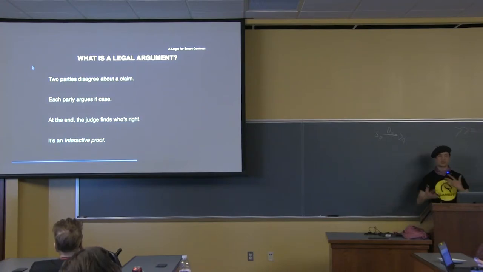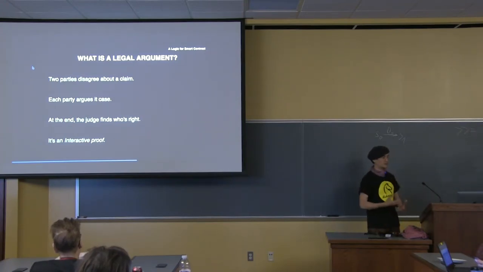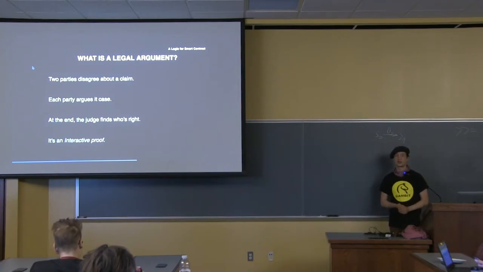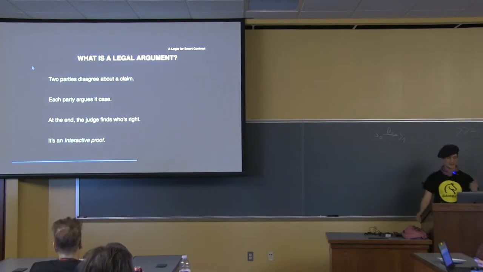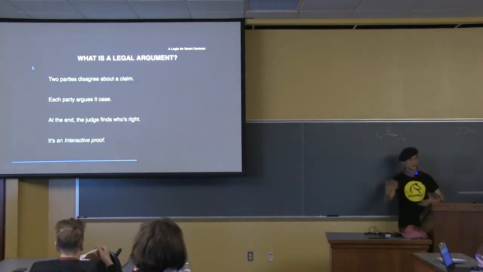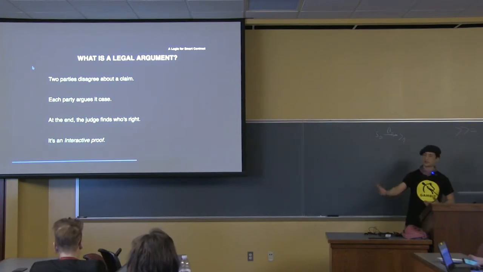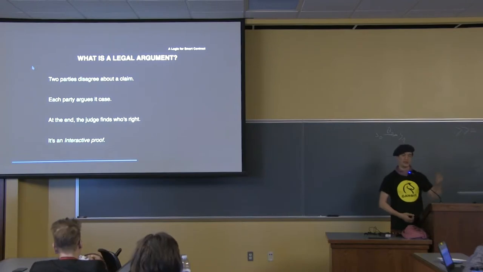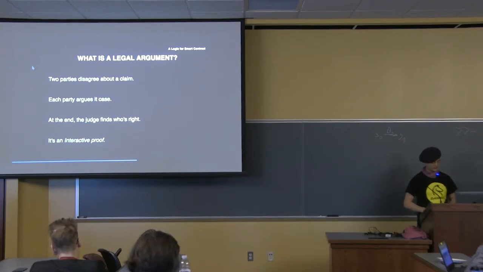Let's go back to what is a legal argument. A legal argument is when two parties disagree about a claim. I will claim that all sheep in Colorado are white, and you will claim otherwise. Each party argues a case, and each party has a lawyer that argues the case in front of the court. And at the end, the judge adjudicates the claim by saying, this person is right, and he gets compensated, and this person is wrong, and he pays.